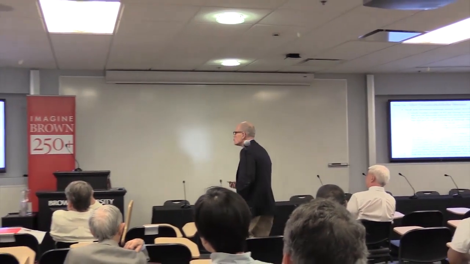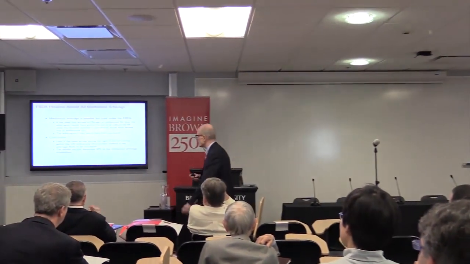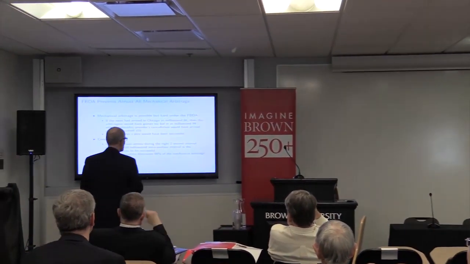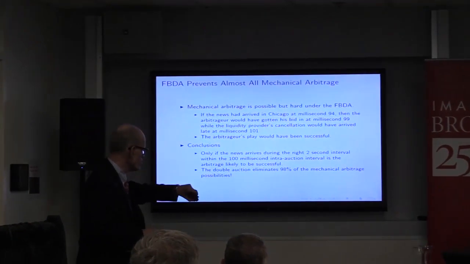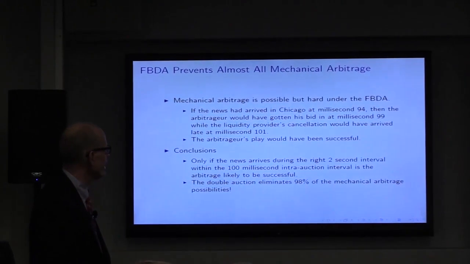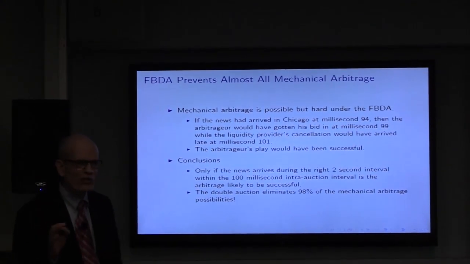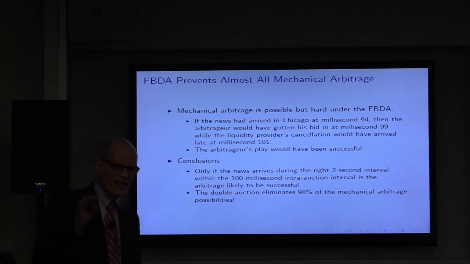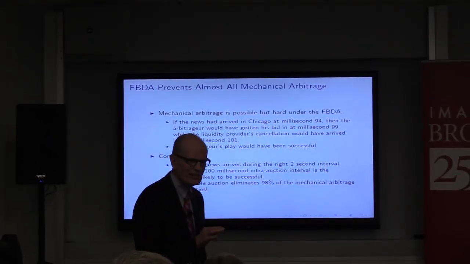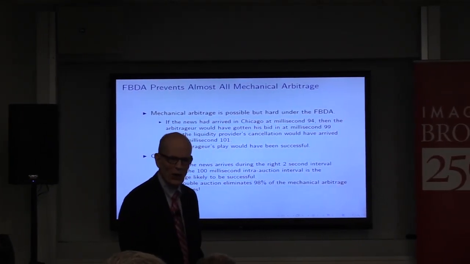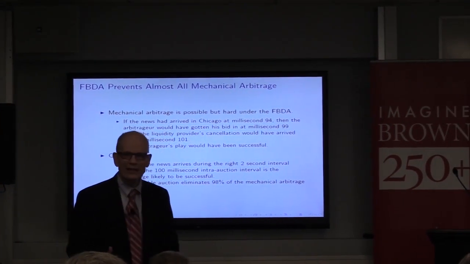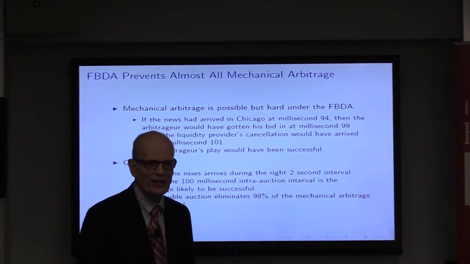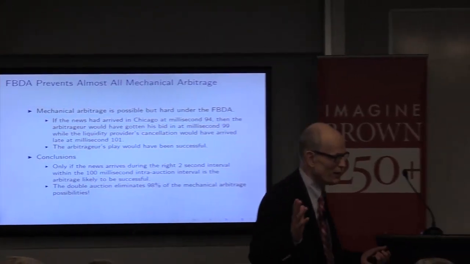He's out. And you can see that this works really, really well. It prevents almost all arbitrage. Possible, but very hard under the frequent batch double auction. If the news had arrived in Chicago at millisecond 94, then what would have happened? The arbitrageur would have gotten his order to buy there at 99. At 100, the market would have closed. And at 101, the order to cancel would have applied. Nothing to cancel. The stock had been sold.